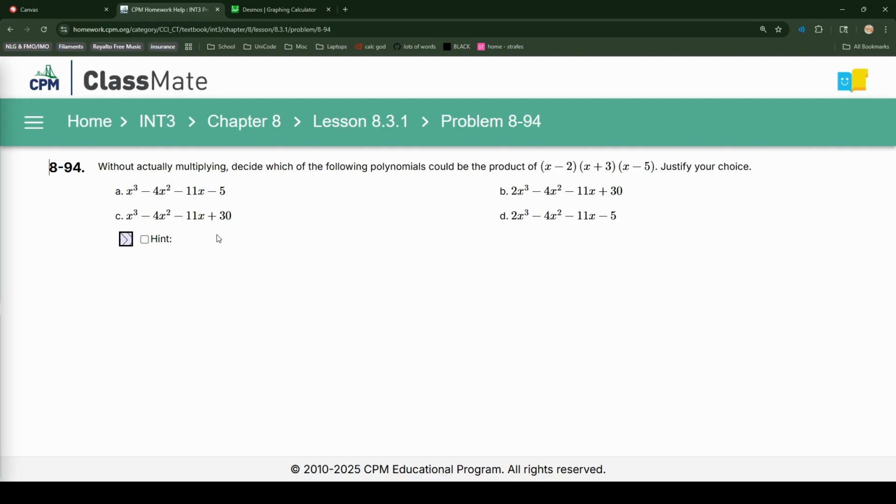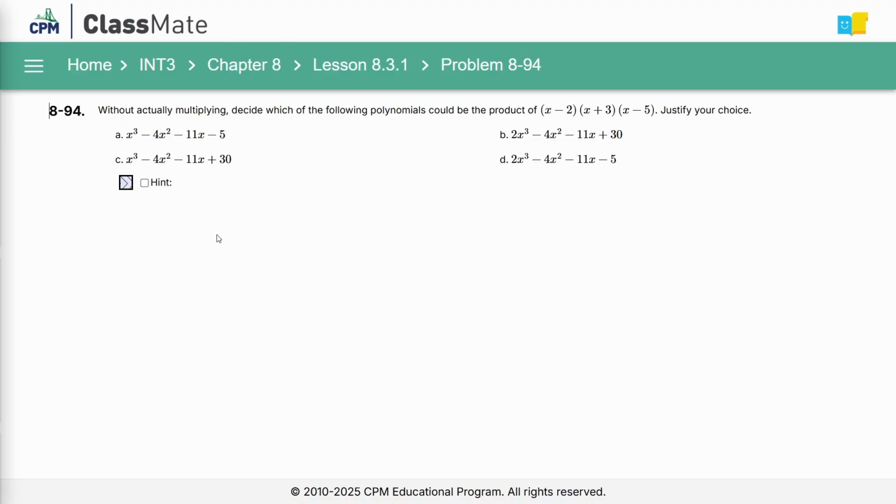All right. Next question, 8-94. Without actually multiplying, decide which of the following polynomials could be the product of x minus 2, x plus 3, x minus 5. Justify your choice. Looking at these, we see that the first term in every single one of these quantities is 1. That's 1x, that's 1x, that's 1x. So the answer could absolutely not be B or D, because for that to be true, one of these would have to have 2x in the front and not just x.